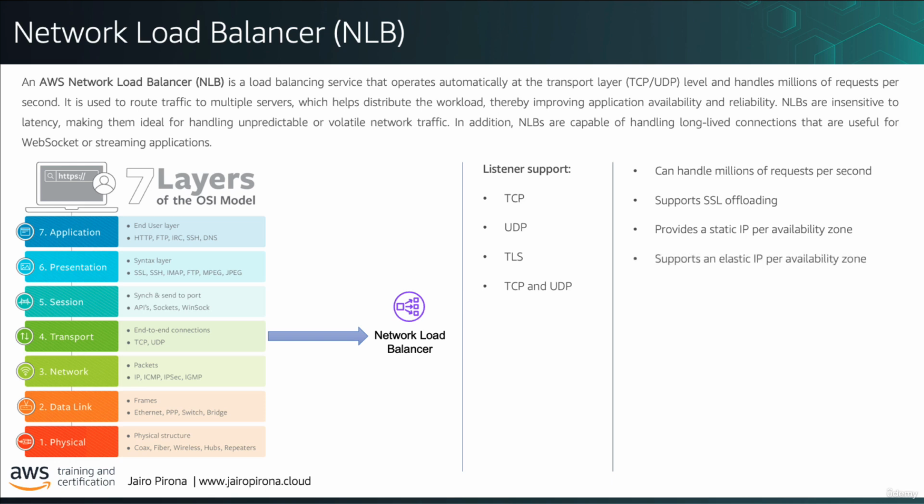It also supports one elastic IP address per availability zone, providing a fixed IP address for your applications. So, regardless of changes to your infrastructure or the EC2 instances behind your NLB, your applications can always reach your NLB using the EIPs.